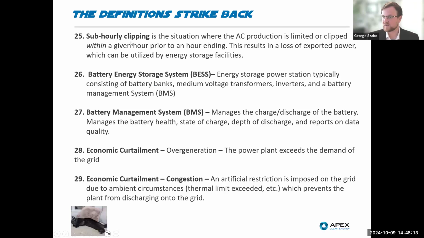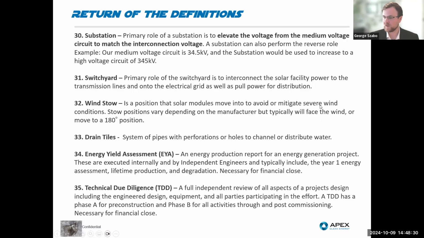Okay, we're gonna skip sub-hourly clipping. That one's kind of complicated to go through. Yeah, we'll skip over BESS and battery management systems. Economic curtailment's a good one, but we'll talk about curtailment another day.